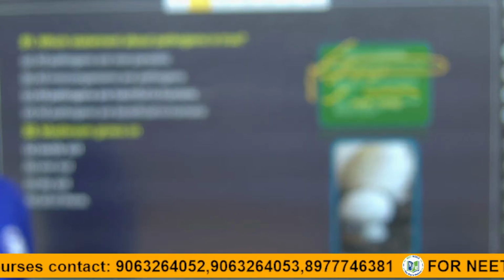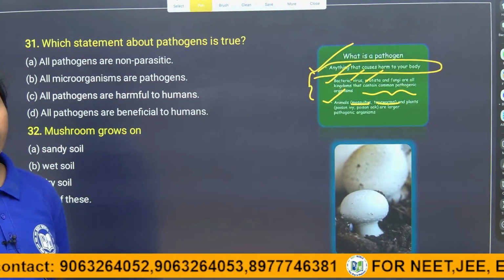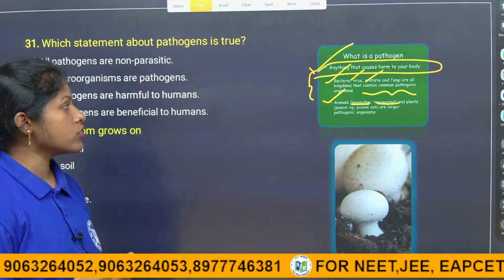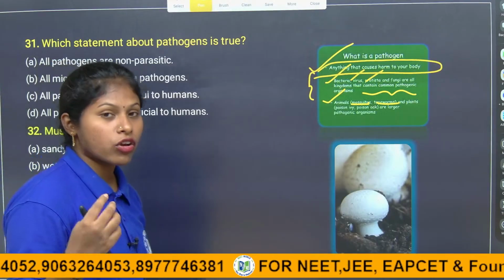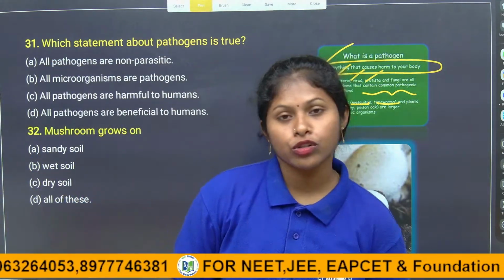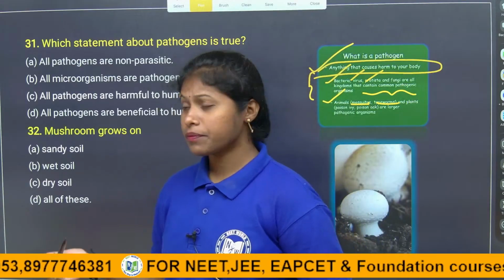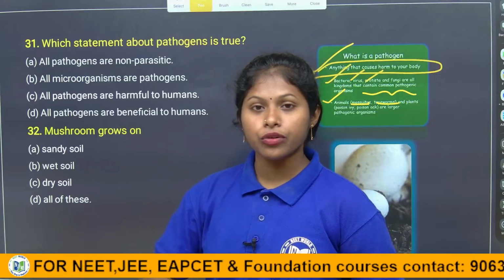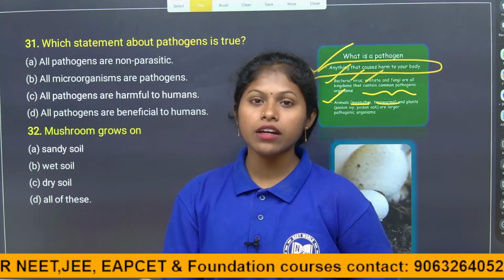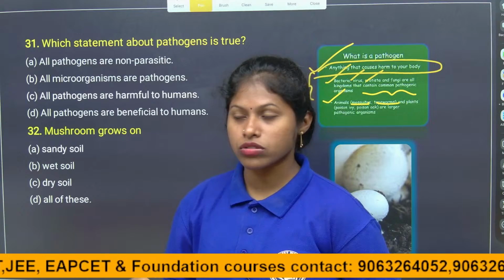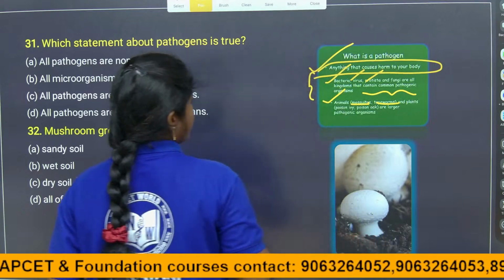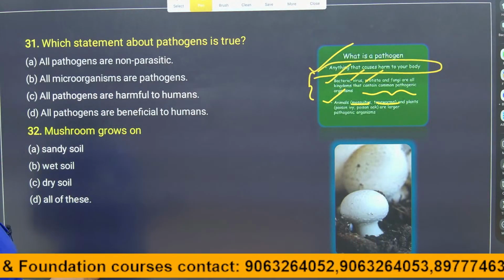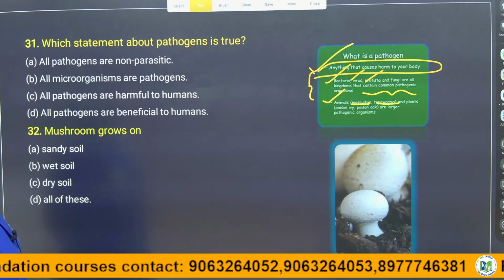A pathogen is nothing but anything that causes harm to our body. Pathogens mostly involve the microorganisms bacteria, fungi, and protozoa. These are the main ones which cause harm to the host. They take nutrients from the host, infect the host, and attack the host. Viruses also. Coming to the given statements, children, which statement about pathogens is true?